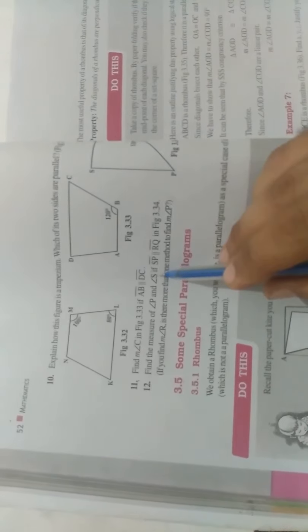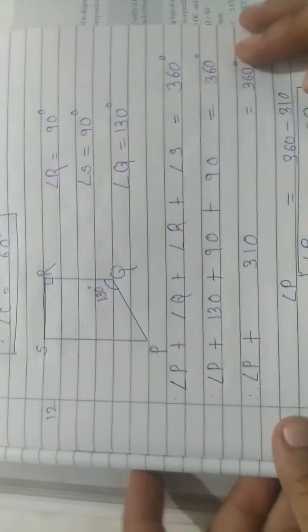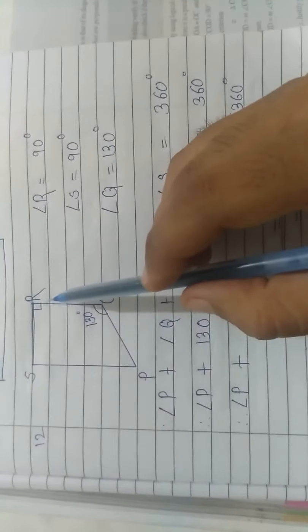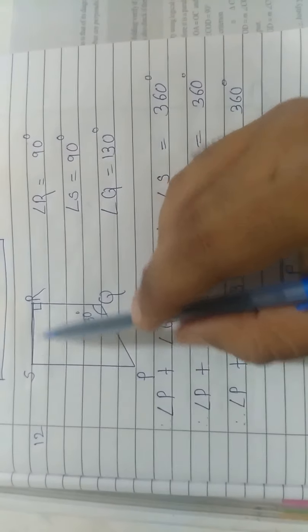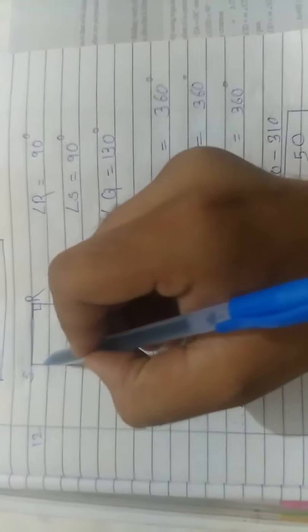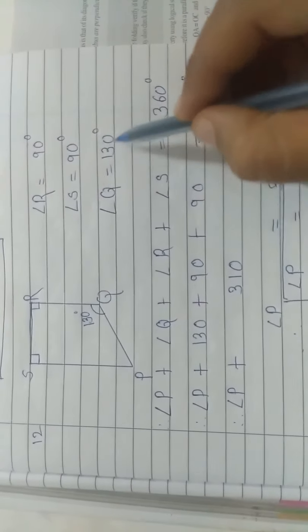Now sum number 12, last. Find the measurement of angle P and angle S in this figure. Okay, I will show you that figure, I already drew it in my notebook. We have to find out the value of P and S. So we can say that this angle is 90 degrees. So this one is also 90 because these two are adjacent angles. So 90 plus 90, 180, done. So angle S is equal to 90 degree. Angle Q is equal to 130. Now friends, it is a quadrilateral, four sides. So the addition of all angles is equal to 360 degree.